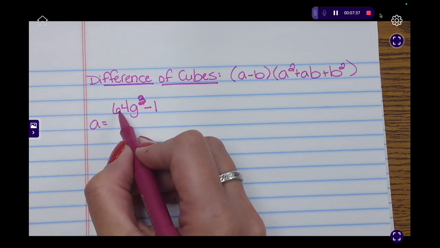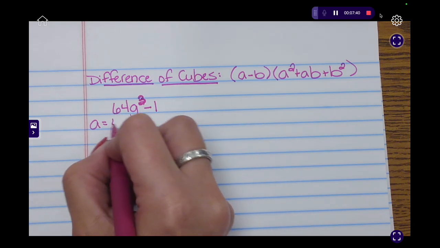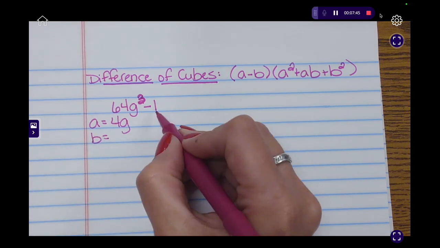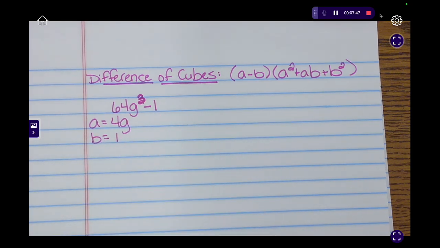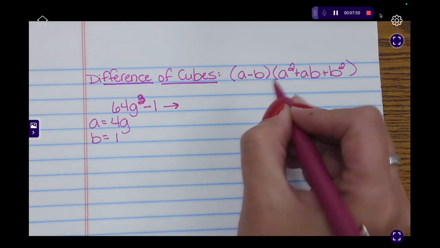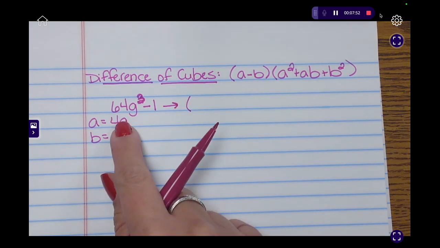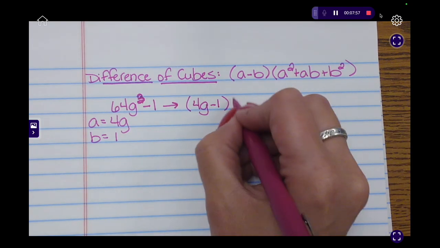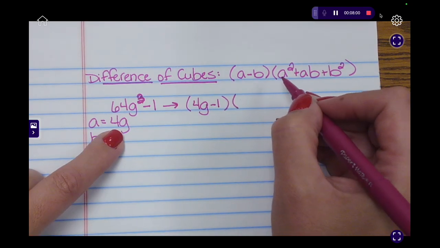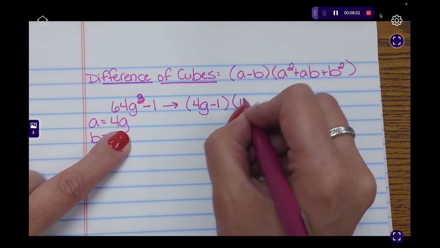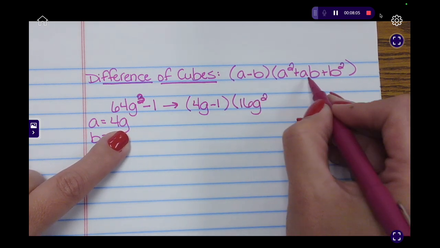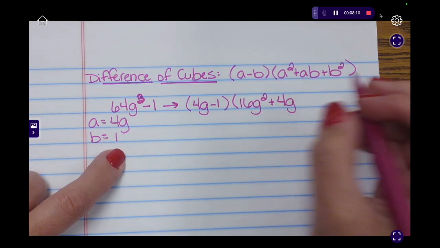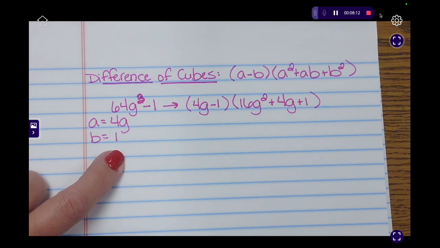Okay, so looking at this, again, my a value, I'm going to cube root the first term. So the cube root of 64g to the third is going to be 4g. So that's my a value. My b value is the cube root of 1, which is just 1. Okay, so now looking at this, if I want to factor this, I'm setting this formula. So I'm doing a minus b, so 4g minus 1. And then I have a squared. So if I square this, 4 squared is 16. And then a times b, which is going to be 4g. And then b squared is 1. So that would be my factored form.